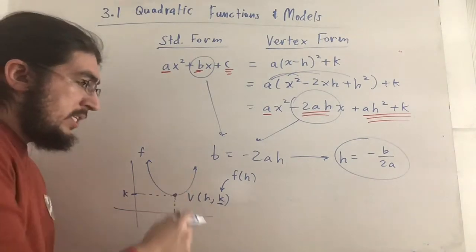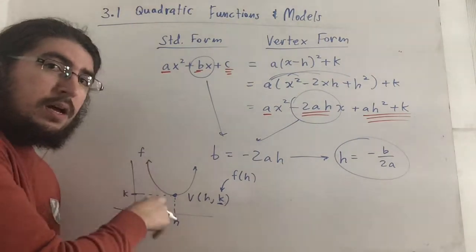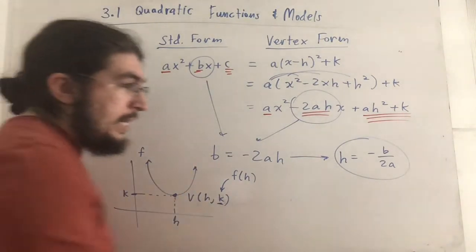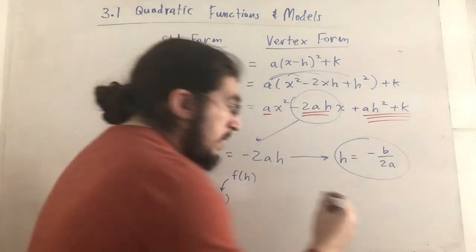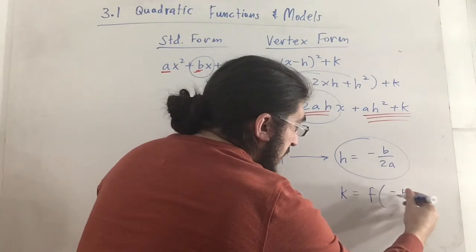The graph of any function has points that satisfy that: the x value, comma, f of that x value. Plugging that x value into the function will give you the y value. Meaning, if h is negative b over 2a, then we know exactly what k is. k is just f of negative b over 2a.